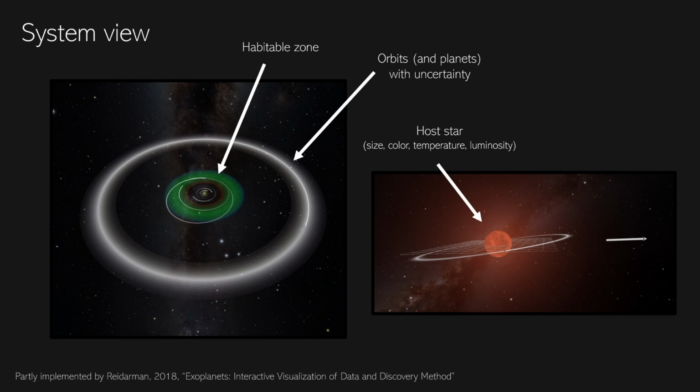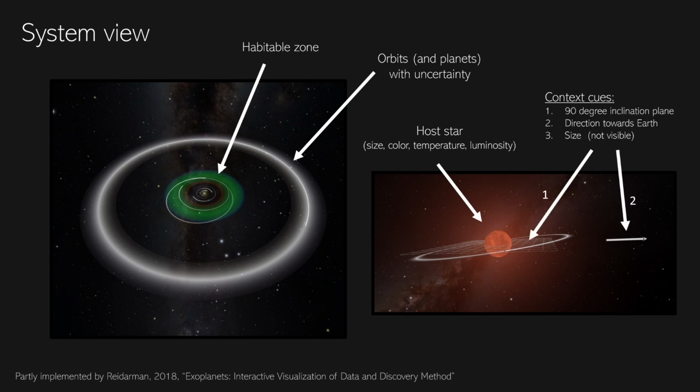It also includes a representation of the host star, with a glare, color, and size depending on the star's size, color, temperature, and luminosity. And finally, some context cues, including a 90-degree inclination plane, an arrow that points in the direction of Earth, and a circle that shows the size of the system compared to Earth's orbit around the Sun. These can be toggled on or off as desired.